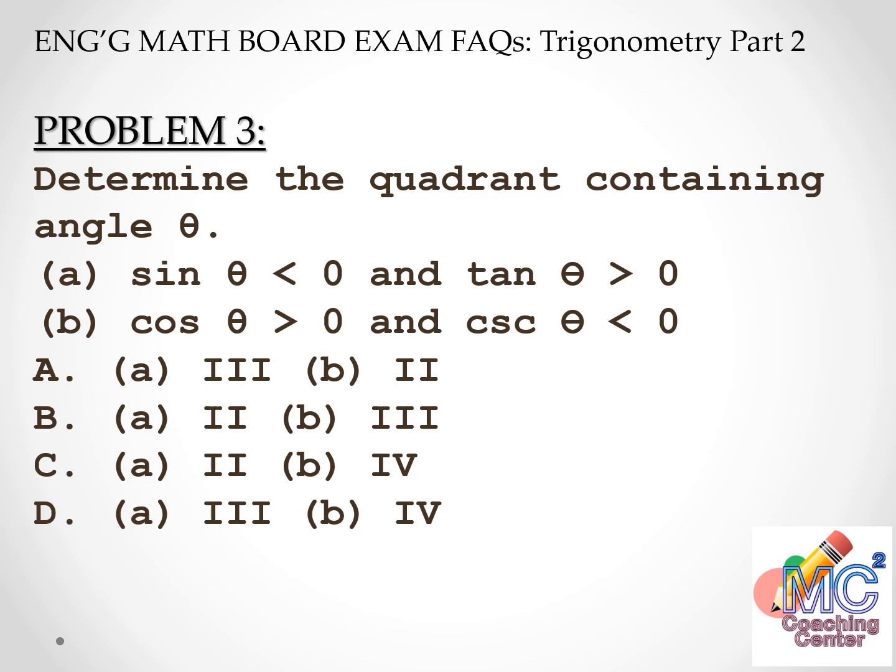Problem number 3, determine the quadrant containing angle theta. Letter A is sin theta is less than 0 and tangent theta is greater than 0. Letter B naman is cosine theta is greater than 0 and cosecant theta is less than 0.